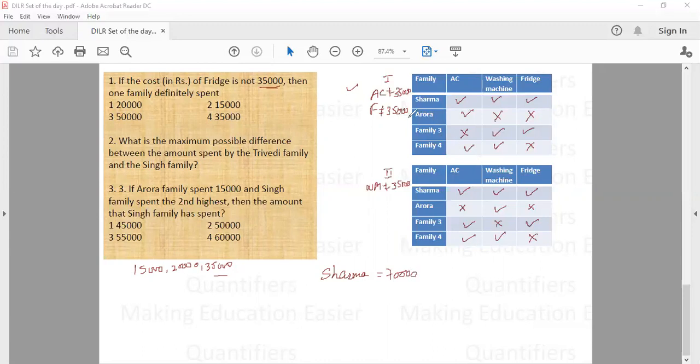And the fridge is not 35,000, right? Now, the Arora family is spending on AC. AC does not cost 35,000. That means the cost of AC is either 15,000 or 20,000. So let's say the cost of AC in this case is 15,000. And since the fridge does not cost 35,000, the fridge will be 20,000, and in this case, the washing machine will be 35,000. So that means the Aroras must have spent 15,000.